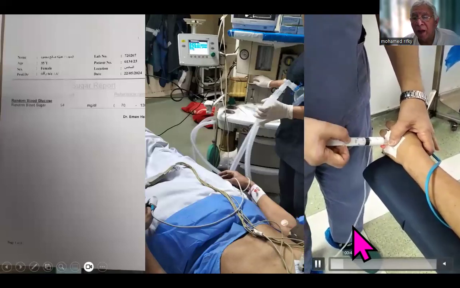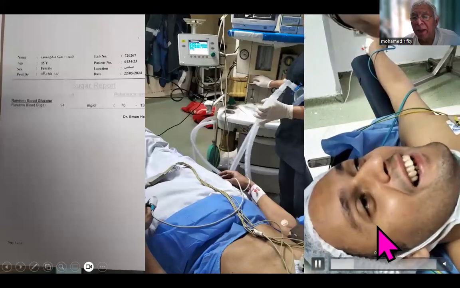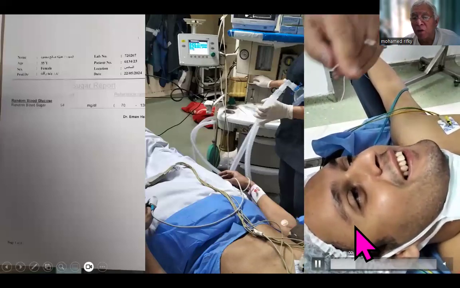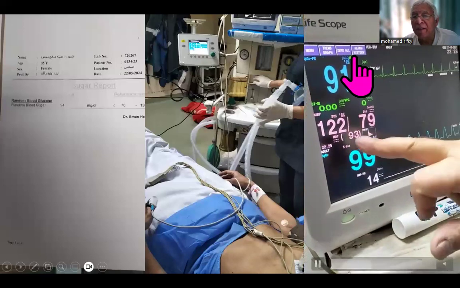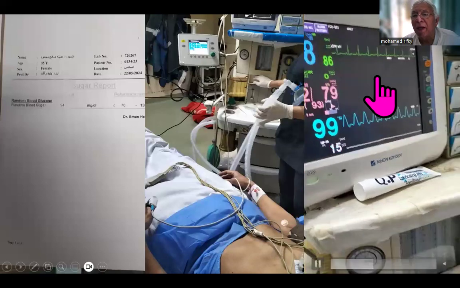After that, after a patient sleeps here, as you can see, he's beginning to sleep. We will find a drooping of the eyelids, and he's going to lose everything. And this is the tracing, the blood pressure, the saturation, the ECG, which is normal, regular.